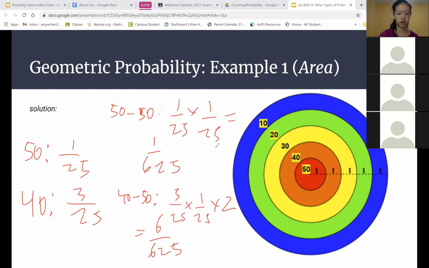So let me just make sure. Yeah. So then finally we add these up to get our probability. Well, we add 1 over 625 plus 6 over 625. That is 7 over 625. That's our answer.